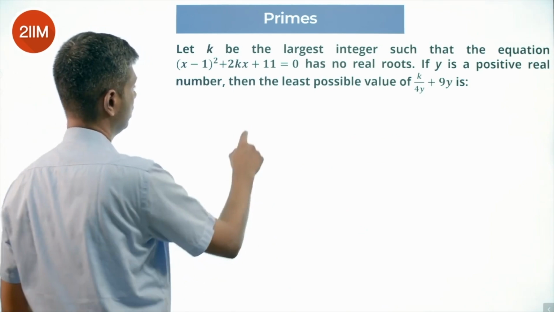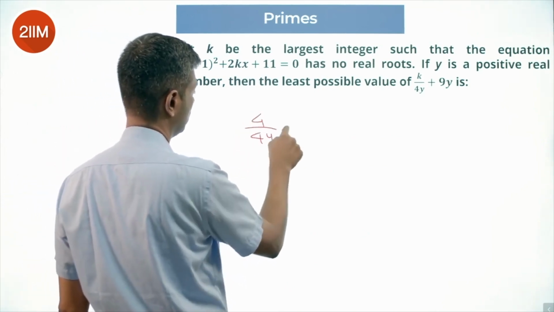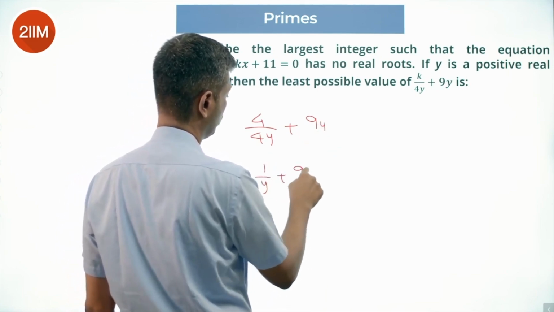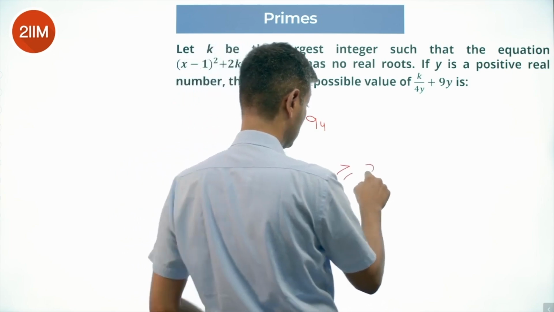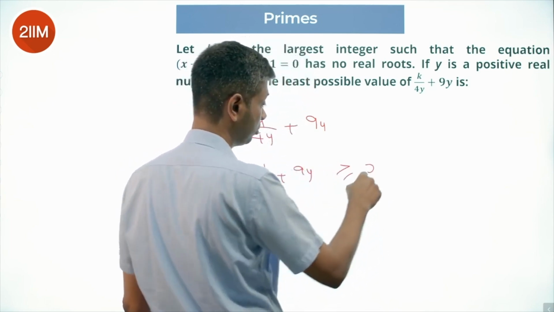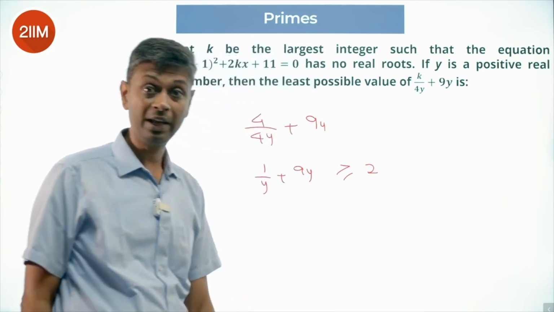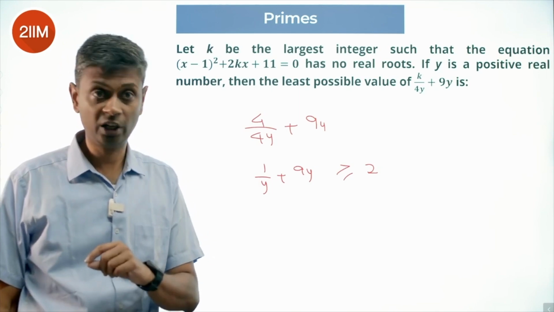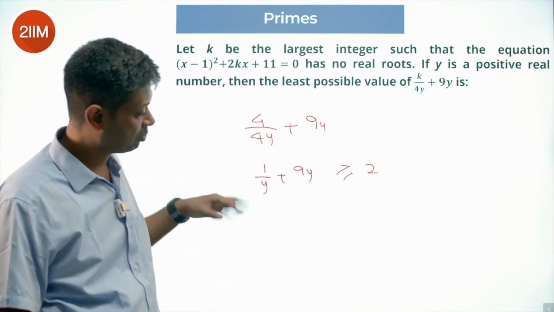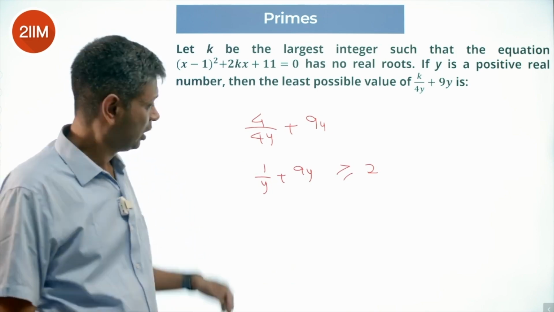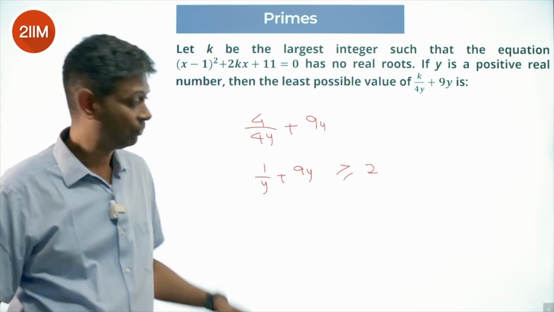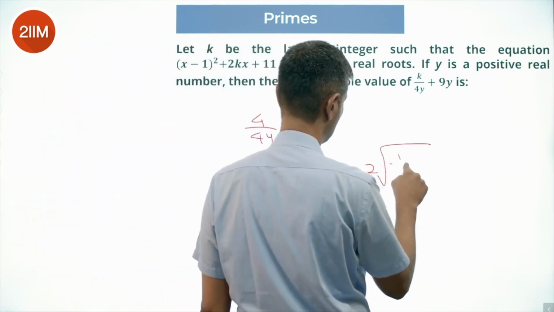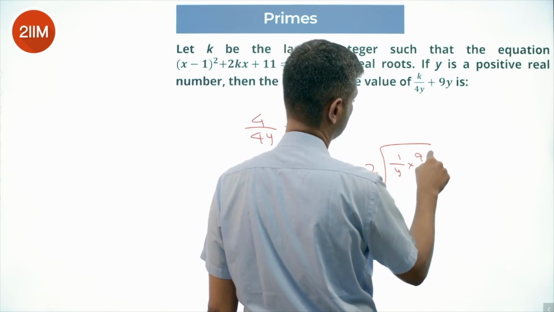So 4 by 4y plus 9y. 1 by y plus 9y. This is greater than or equal to: a plus b is greater than or equal to 2 times... a plus b by 2 is greater than or equal to square root of ab. Arithmetic mean is greater than or equal to geometric mean. Positive real number, we can plug in arithmetic mean, geometric mean. We are finding arithmetic mean, geometric mean of 1 by y and 9y. a plus b is greater than or equal to 2 times square root of ab, 2 times square root of 1 by y into 9y.